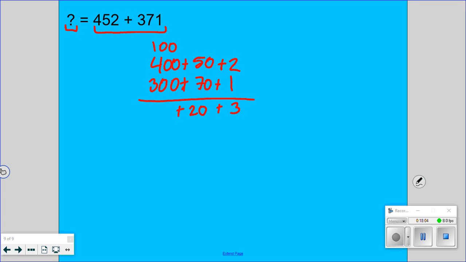Art gave us another good addition strategy. He's using his doubles. He said, you know what? I'm going to put that 100 with my 300, so then I just have 400 doubles. Love that.